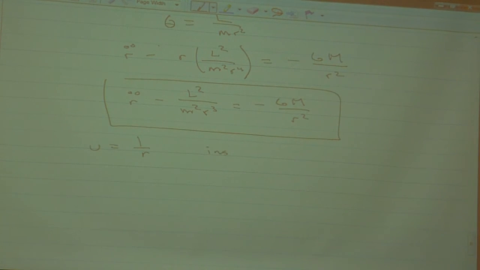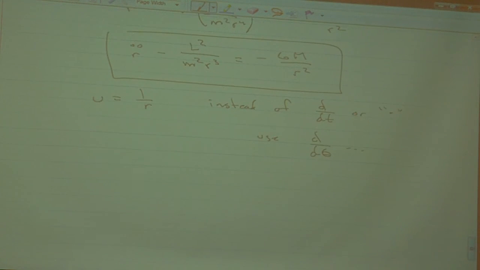And instead of d by dt, or dot, use d by d theta. Okay, now, so dr dt is equal to dr du, du d theta, d theta dt.